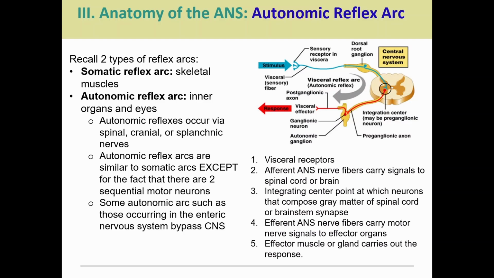They're very similar, right? Overall, we have a stimulus, we have a sensory receptor, we have a sensory neuron that carries it into the central nervous system. We integrate, right? And then we send a motor output in response to an effector, right? That's all pretty much the same.